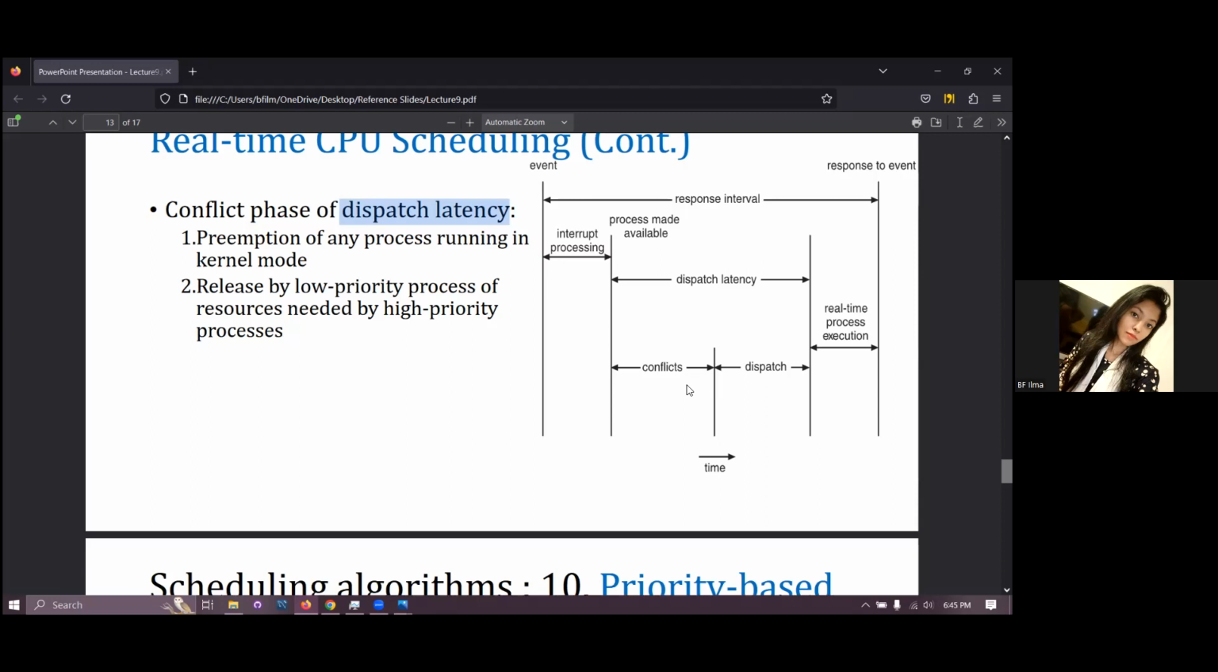In this diagram, there's the conflict phase, which means preempting, taking the process off the CPU and releasing its resources, whatever resources it holds. And then dispatch means choosing another process to run on the CPU.